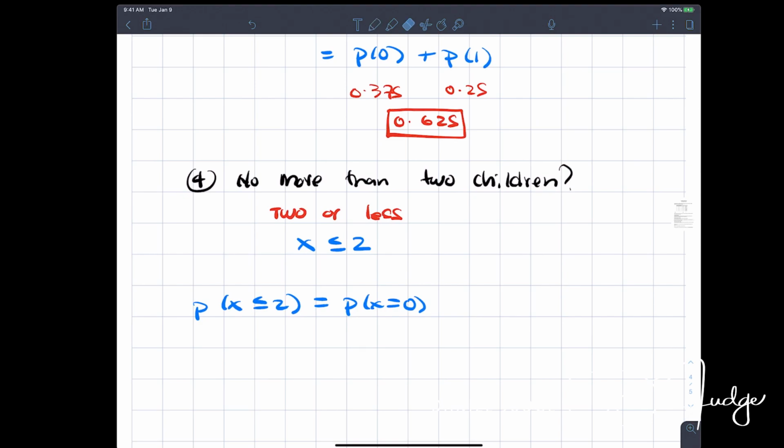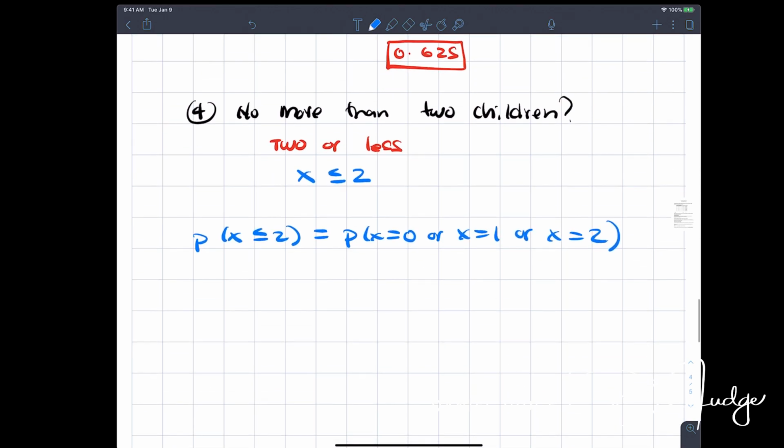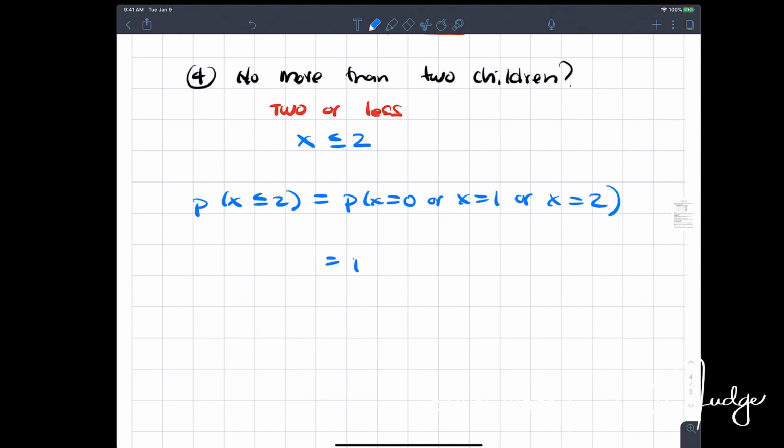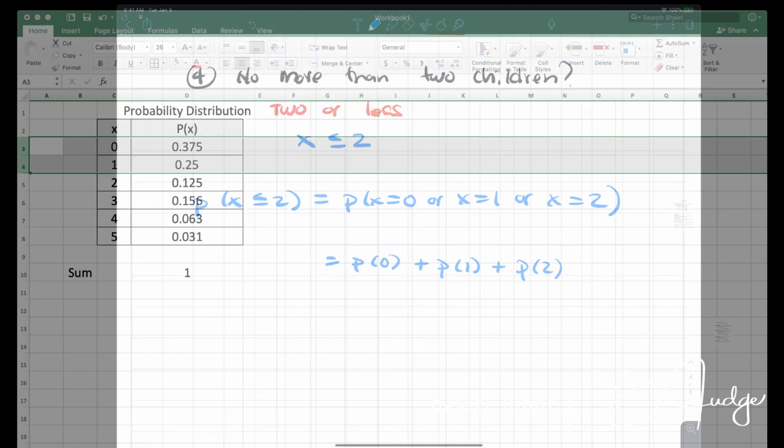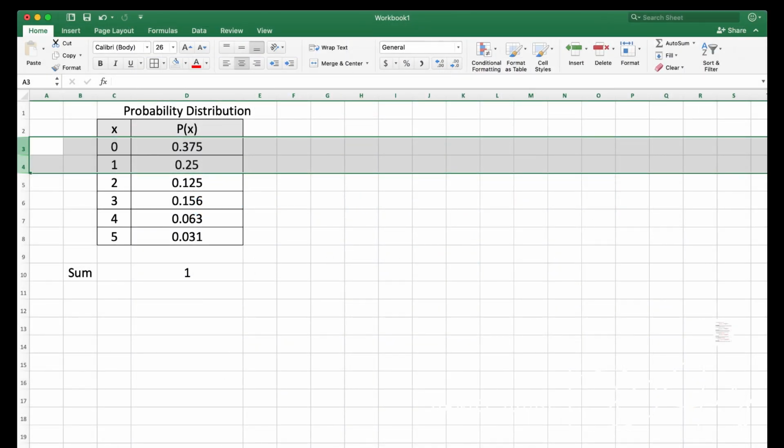X is 0. Oops, let me give you every detail. Or x is 1. Or x is 2. That means p of 0 plus p of 1 plus p of 2. So I got to go to my table, right? We got to go to the distribution. Distribution, let's get used to that. 0, 1, what else? 2. So we're going to add these values here.